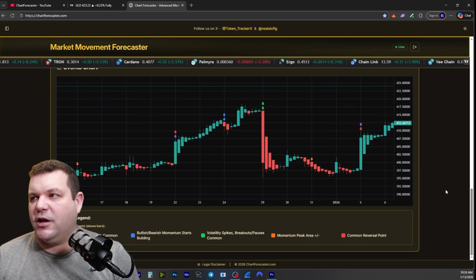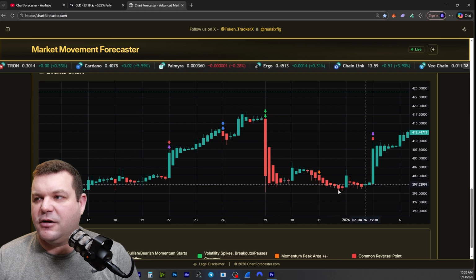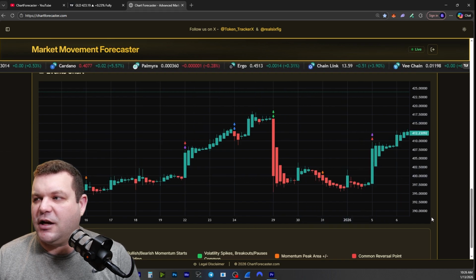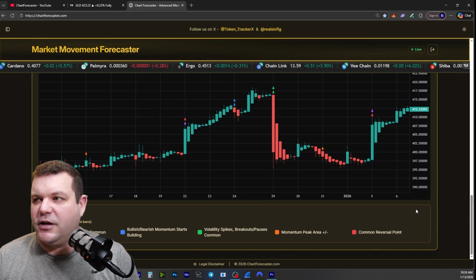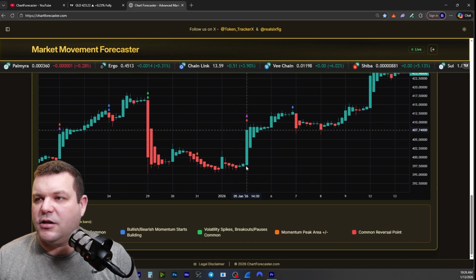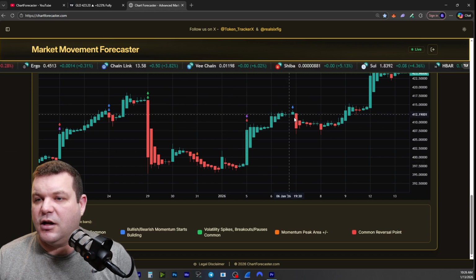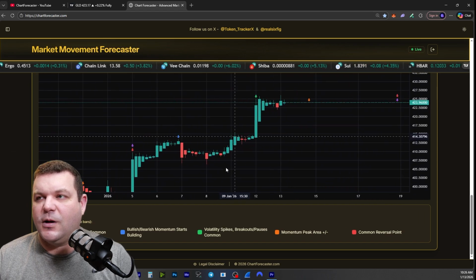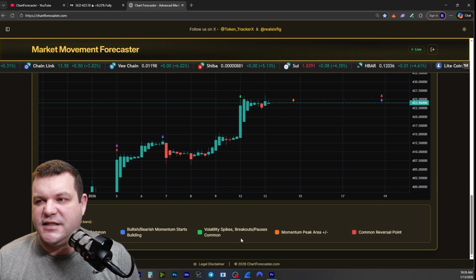Now, this is really crazy because it predicted this insane volatility spike here. It predicted a momentum peak area, and this is all very easy to understand because it's all color-coded down here, and you just look at the arrow, orange, momentum peak area. We've got a reversal here, market low, market high, and a common reversal point. And you can see, boom, price took off. Bearish or bullish momentum starts building, so on and so forth. Here's another excellent volatility spike breakout prediction that it made.